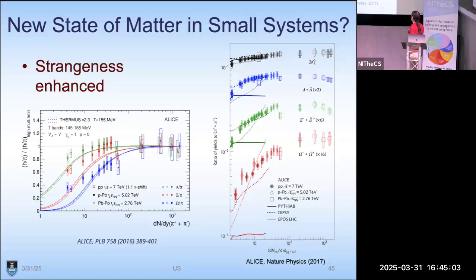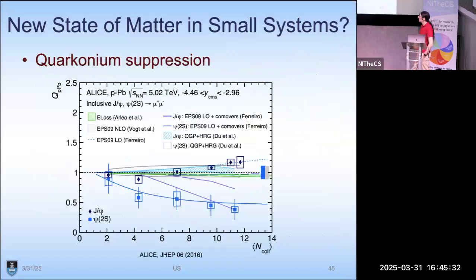That amount of strangeness enhancement grows with the multiplicity, the number of particles that are measured in the final state, the number of, say, 15,000 particles that are measured in very central lead-lead collisions. And what's amazing is that this enhancement that is observed is agnostic to the collision system or the size of the system. It only cares about the number of particles in the final state. The same thing can be said about quarkonium suppression, another measurement.